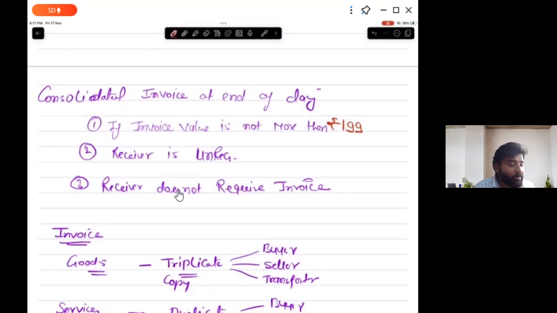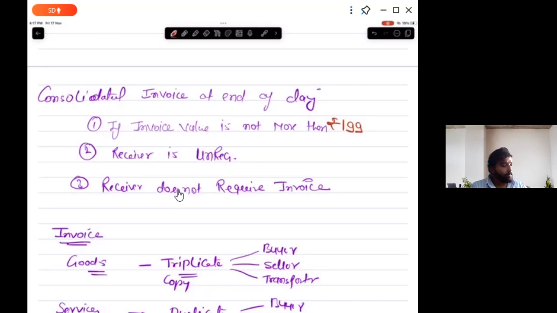So that is called a consolidated invoice at the end of the day. But the point is the bill should not be more than 199 and the buyer doesn't need ITC. So he is B2C. It's a B2C transaction, not a B2B transaction. So if it's a B2C transaction and the invoice value is less than 199 rupees, then I don't need to issue a separate invoice. What I'll do, I will issue a consolidated invoice for the whole day.